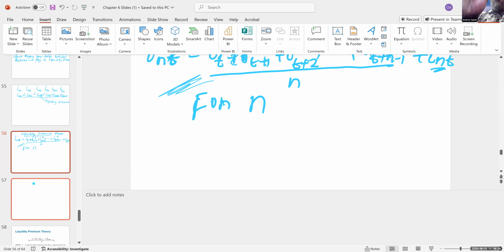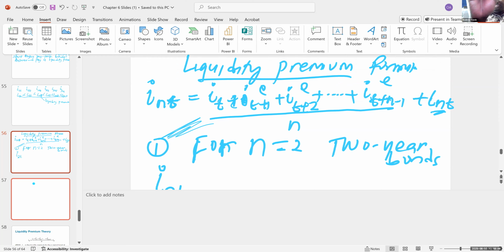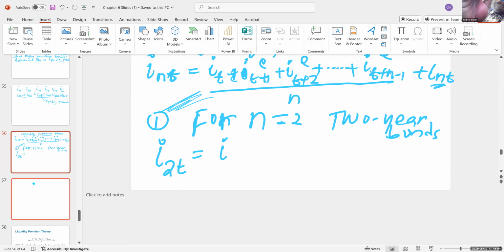For N equals 2, that means 2-year bonds. According to the liquidity premium theory, the interest rate on a 2-year bond, because this is in general for any year bond, we need to add the interest rate on a 1-year bond today plus the interest rate on a 1-year bond expected 1 period from today, divide by 2. Then we're going to add the liquidity premium from holding a 2-year bond.